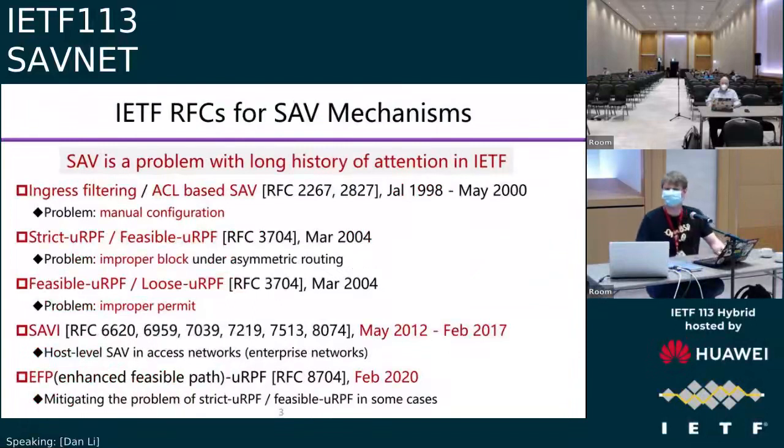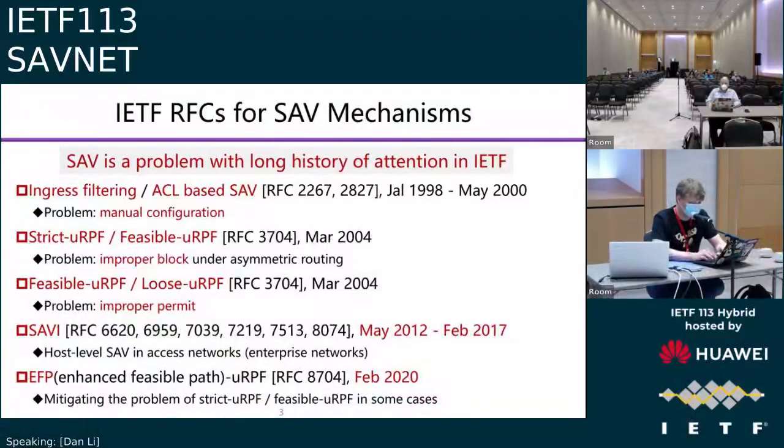So this SAVE is actually an old problem with a very long history of attention in IETF. As early as 1998, ingress filtering or ACL-based SAVE was proposed in RFC 2267. But its problem is that it requires manual configuration. After that, in 2004, RFC 3704 proposed strict URPF, feasible URPF, as well as loose URPF.